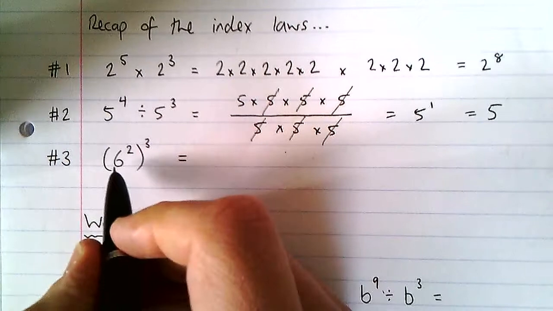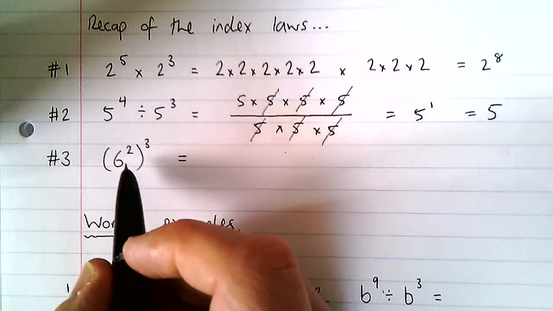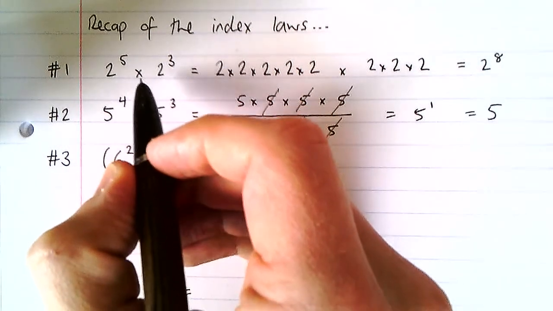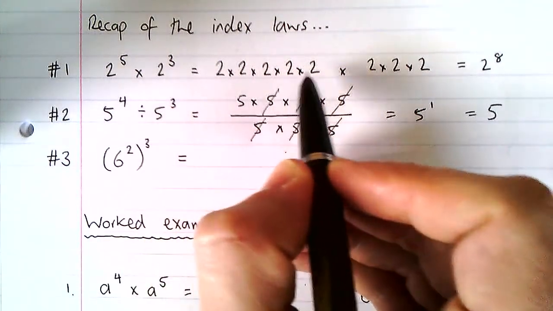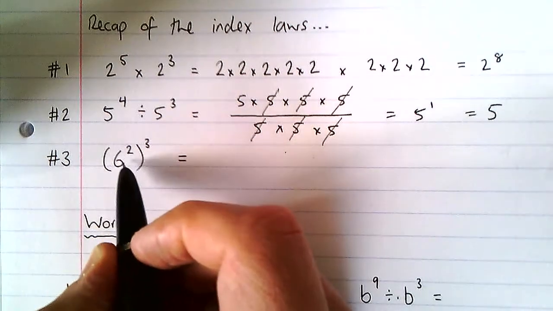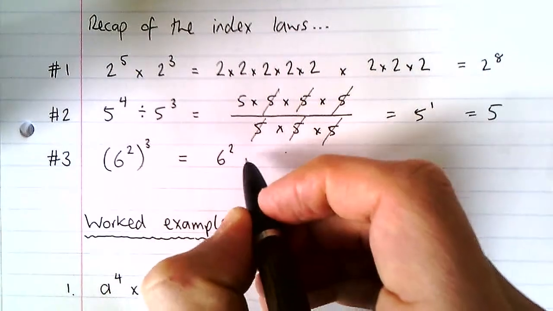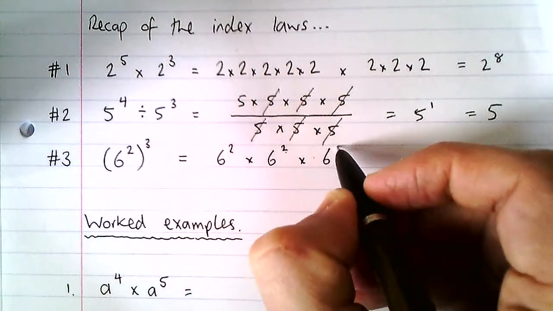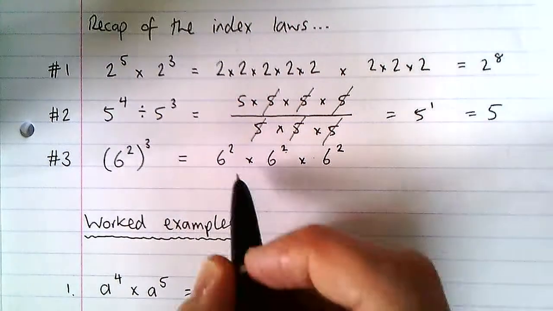Finally here, this third rule is just a special case of the first rule. You've got to remember that raising something to a power is just that idea of repeated multiplication. Here we had 2 to the power of 5, that's repeated multiplication, multiplying by a 2 multiple times. So here 6 squared cubed, that's just 6 squared multiplied by itself 3 times. So that's 6 squared multiplied by 6 squared multiplied by 6 squared. So that's 3 of them, multiplying by itself 3 times.